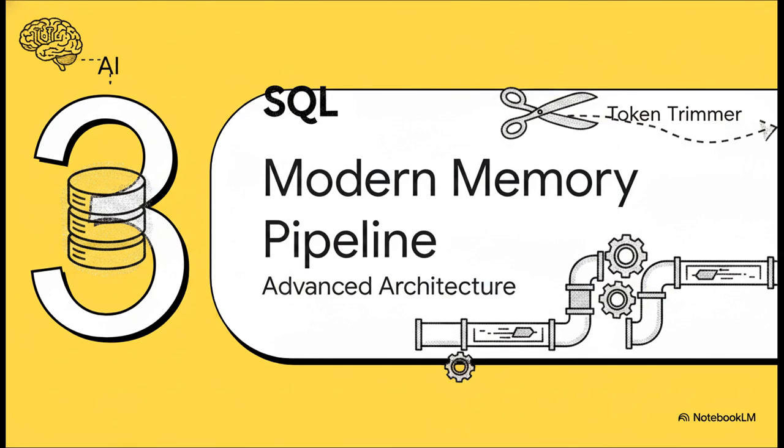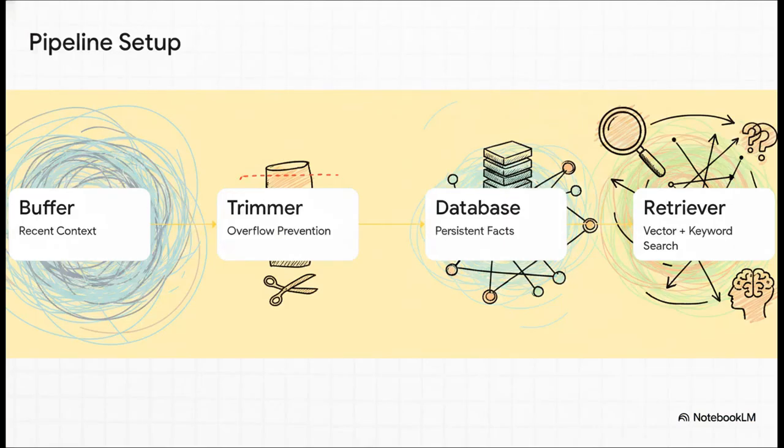Section 3. The modern memory pipeline. This is where we combine our SQL storage and that token trimmer into a complete advanced architecture. This is the exact flow of data in a modern, production-grade system. It starts with a conversation buffer for that immediate, recent context. Then, that buffer passes right through our token trimmer, so we don't break the model. But remember, we also have our long-term database storing persistent facts now.